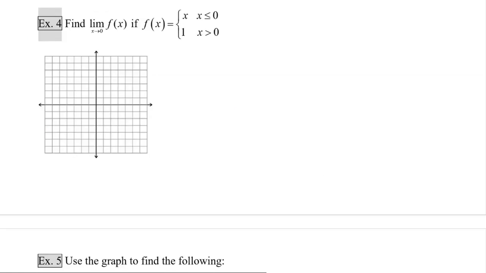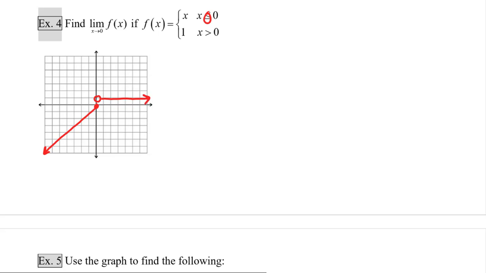Example 4. Find the limit as x approaches 0 of f of x if f of x is defined as that piecewise function. So the graph changes at x equals 0. On the left side of 0, I'm graphing the line y equals x. So that means I'm going to have a point at 0, 0, and then a line with a slope of 1 from the left, with a closed circle at the endpoint x equals 0. And when x is greater than 0, I'm going to be graphing the horizontal line y equals 1. So I'll start with a hole, and I'll draw my graph pointing to the right.